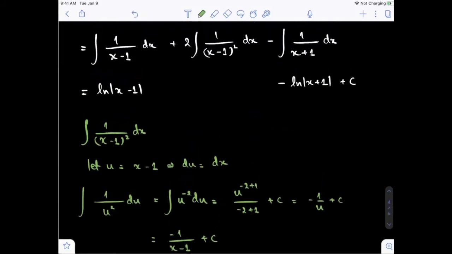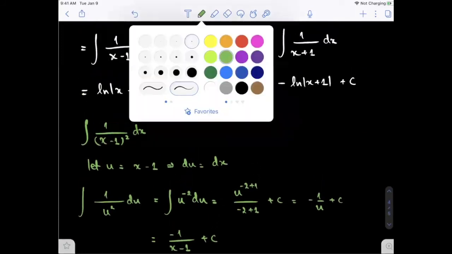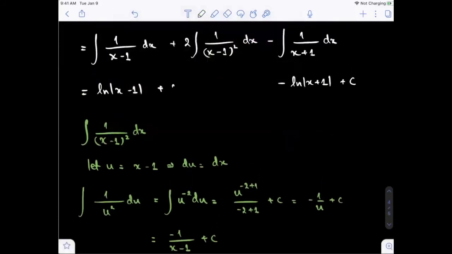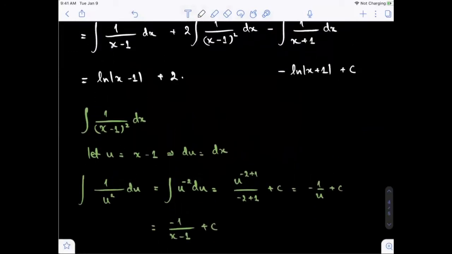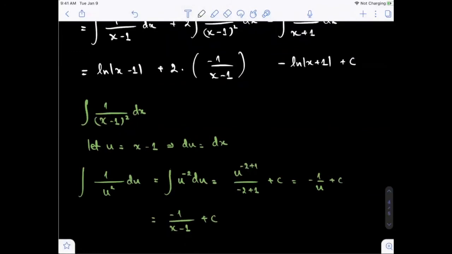So go back to the second, or the middle integral. This gives you plus 2 times negative 1 over x minus 1. Let's move on to another example.